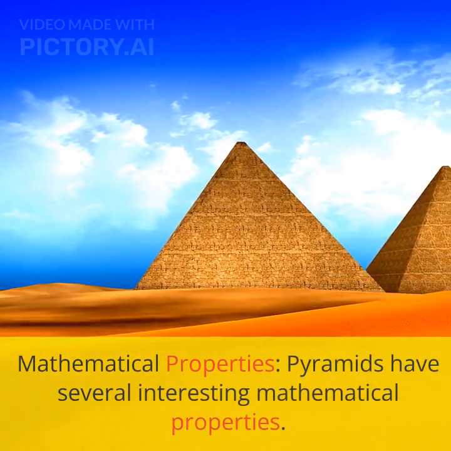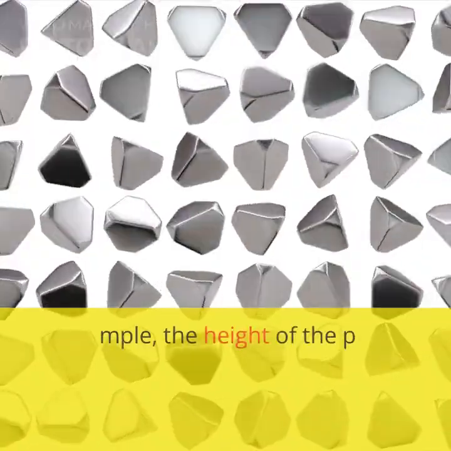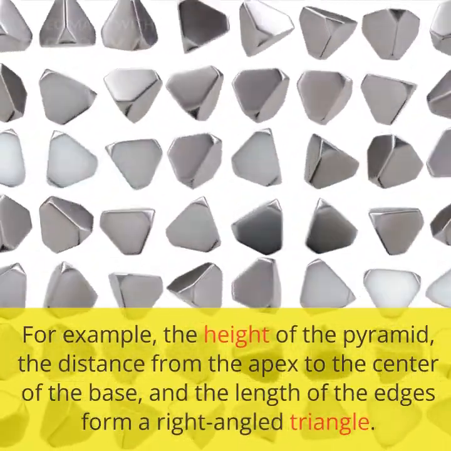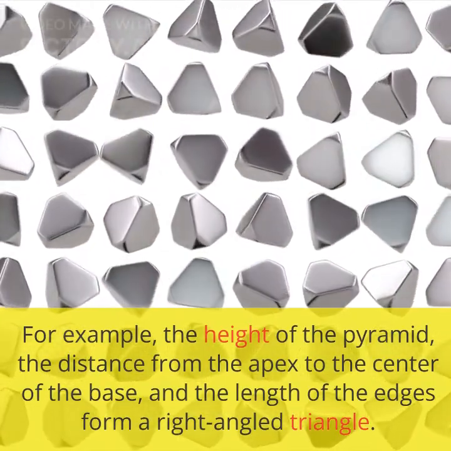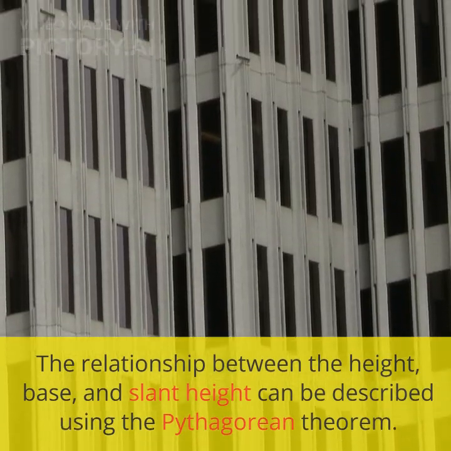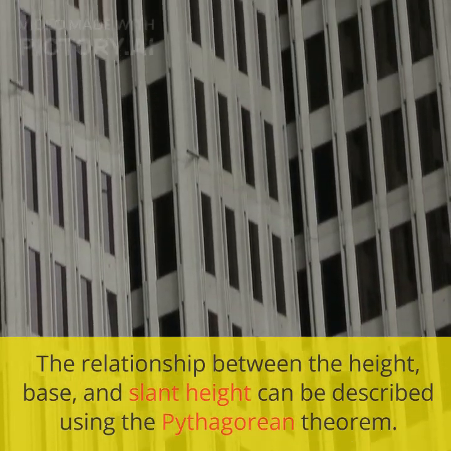Mathematical properties. Pyramids have several interesting mathematical properties. For example, the height of the pyramid, the distance from the apex to the center of the base, and the length of the edges form a right-angled triangle. The relationship between the height, base, and slant height can be described using the Pythagorean theorem.